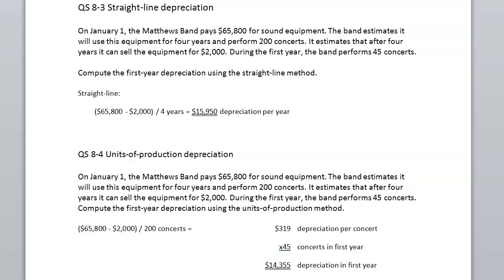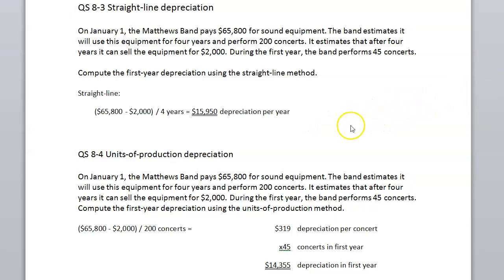So using straight line method, the formula is the cost of the asset minus salvage value divided by useful life. So we're just going to ignore the number of concert information. To calculate, as you can see here, we're going to take the asset cost of $65,800 minus the salvage value. So that gives us the depreciable value, the amount that we're going to depreciate. We're going to divide it by the useful life of 4 years to calculate $15,950 depreciation per year. That would be recorded every year for 4 years.